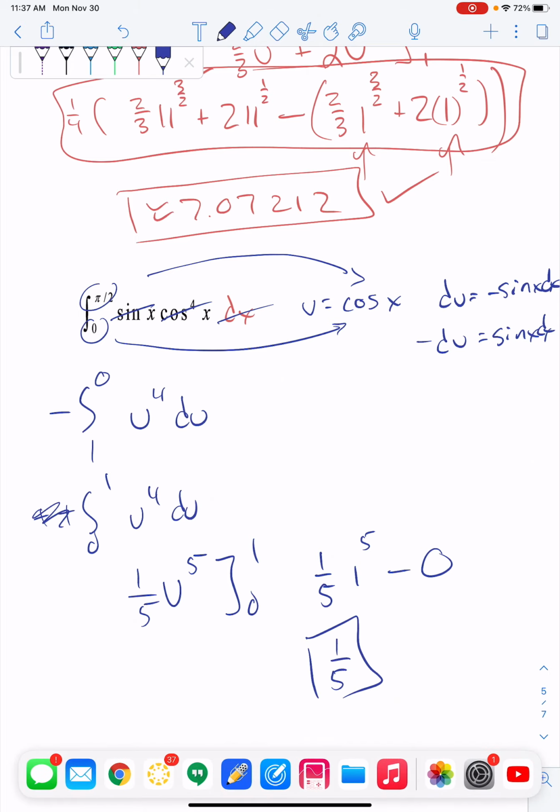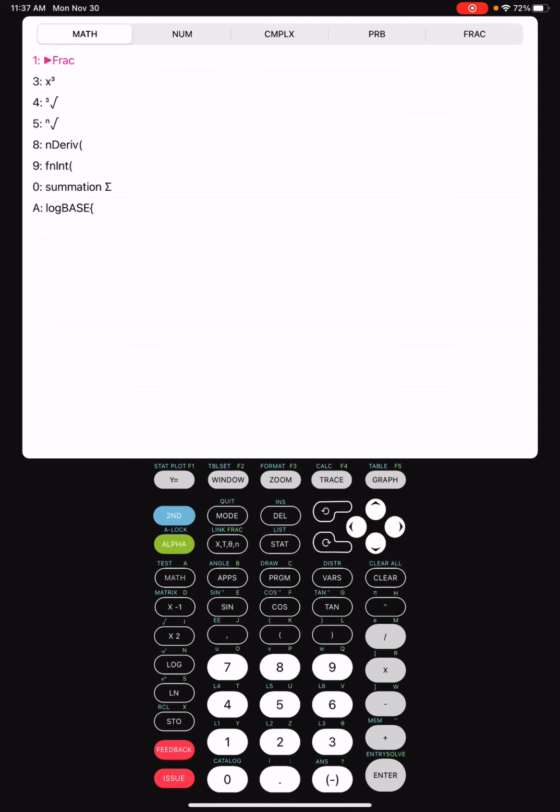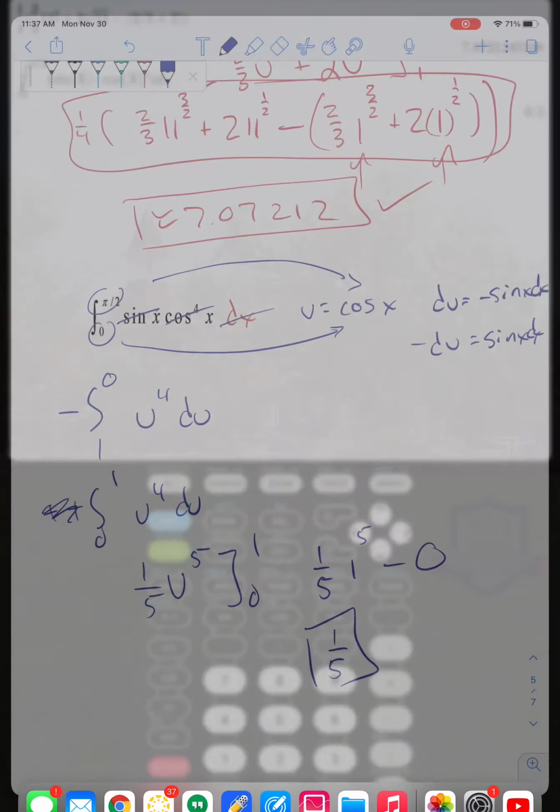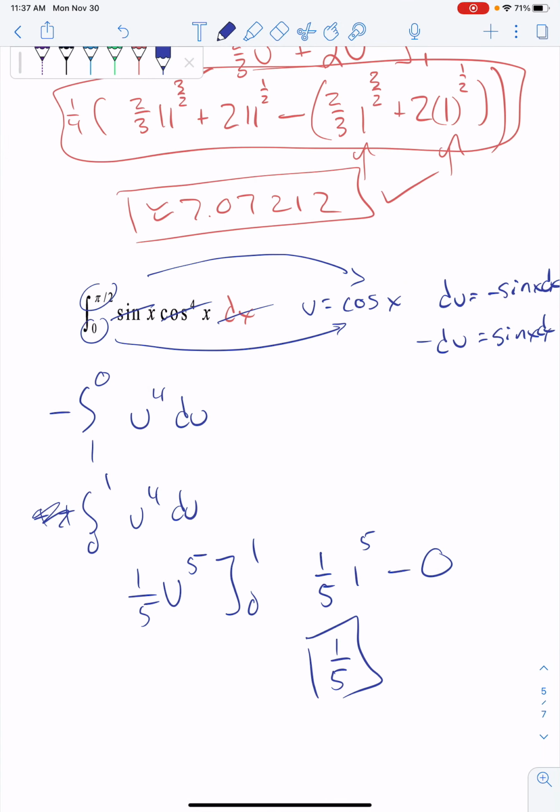So if we want to double check that on our calculator, I go math, 9, and I'm going to integrate from 0 to pi halves. And my function is sine of x multiplied by cosine of x to the 4th power. Point 2, which is my 1/5. So again, you can't use your calculator on all of the questions, but you need to know how to use it. You can check your work, okay?